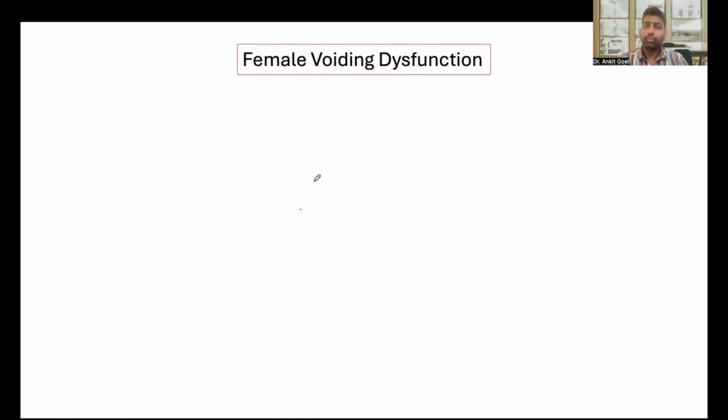So let us see who the patients are that you need to evaluate for female voiding dysfunction. Any lady presenting with voiding symptoms for 4 to 6 weeks, you need to think about evaluating her for an underlying voiding dysfunction. It's not necessarily that her presentation will be with voiding symptoms only. When there is an underlying voiding dysfunction, there could be storage symptoms related to it, or predominantly the presentation could be with a storage symptom.